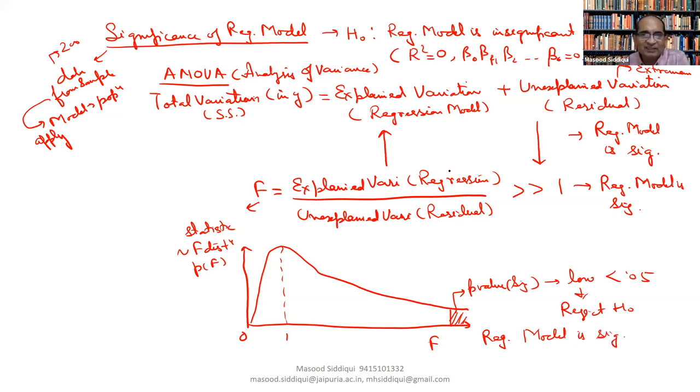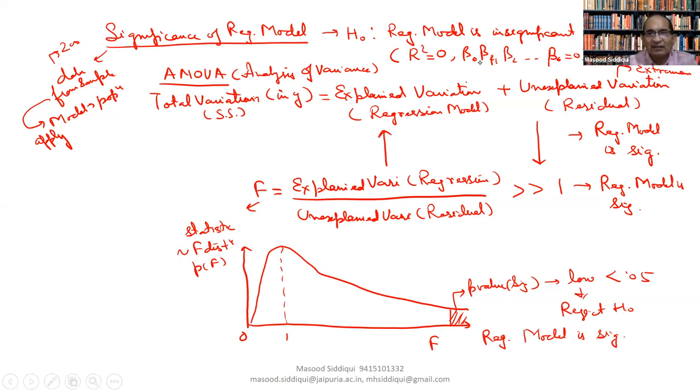If this is not the case, if explained variation is not much higher as compared to unexplained variation, meaning they are approximately equal, then the value of f would be near about 1, and correspondingly we have a high p value. If the p value is greater than 0.05, we cannot reject h naught. Since we cannot reject h naught, we have to say that our proposed regression model is insignificant.